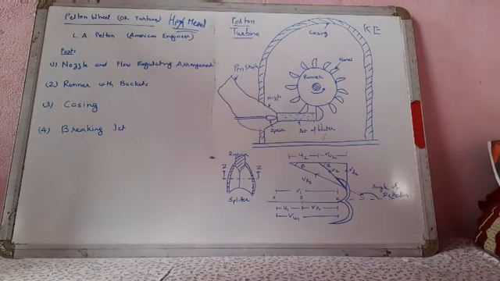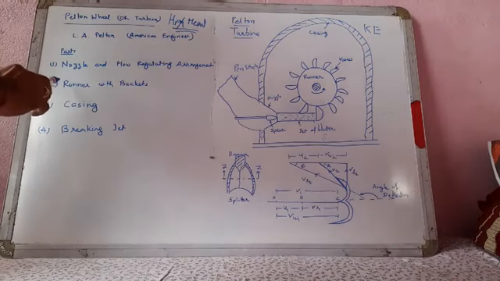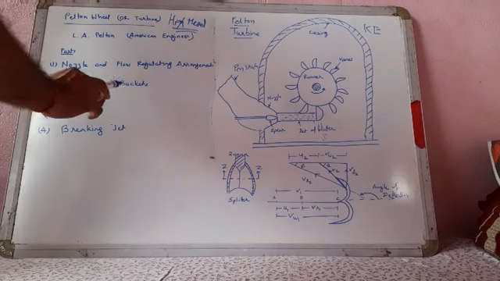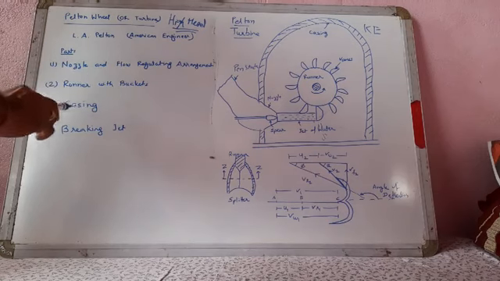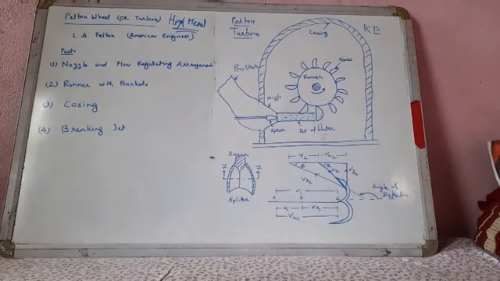The main parts of the Pelton wheel are: first, the nozzle and flow regulating arrangement; second, the runner with buckets; third, the casing; and fourth, the braking jet. We will study all these one by one.